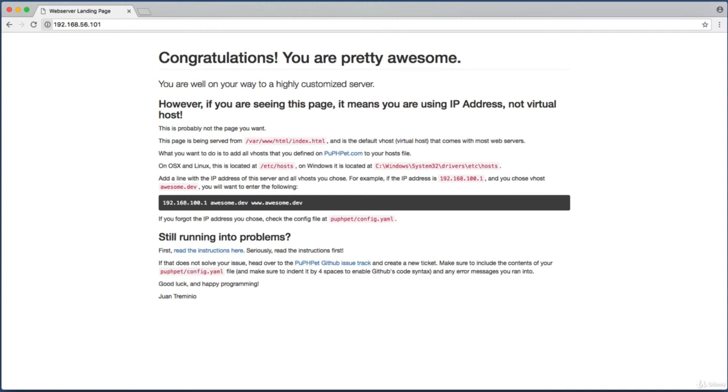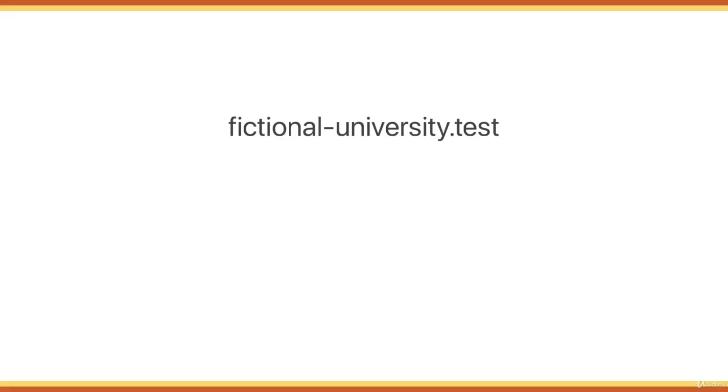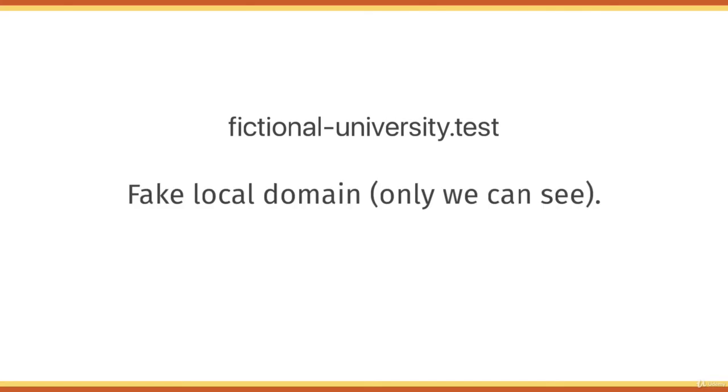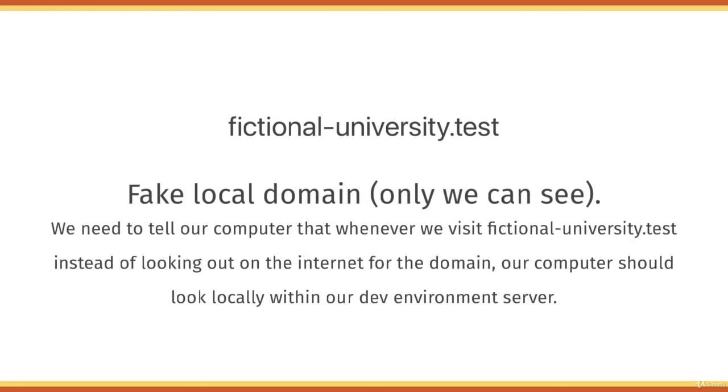And throughout this course, the URL that we're going to develop that website at is going to be fictional-university.test. Now that's not going to be a real domain that anyone in the world could visit. It's a fake local domain just for our use. Okay, but as of this moment, our computer has no way of knowing that it's not a real domain. So our final step, what we need to do right now is tell our computer that whenever we visit that URL, fictional-university.test, instead of going out onto the internet to try and find that domain, we just want our computer to look locally on our dev environment for the corresponding website.